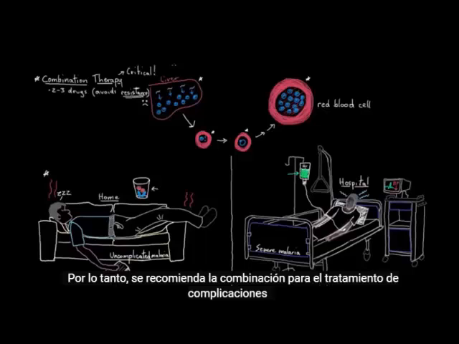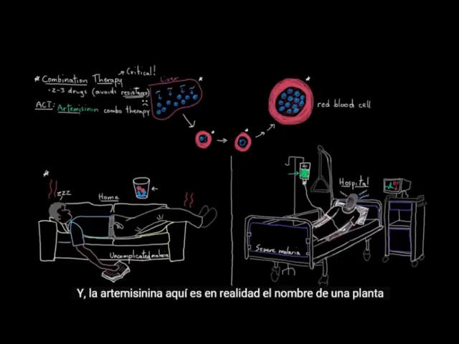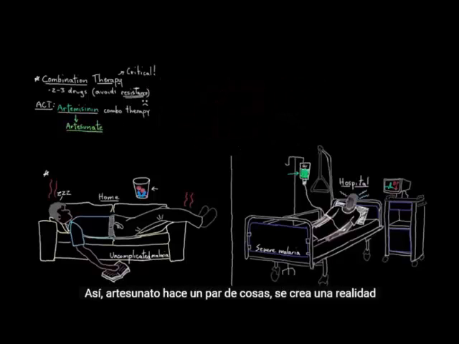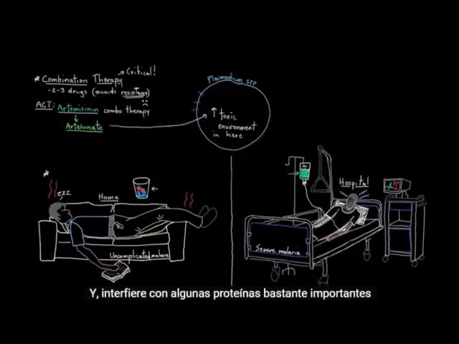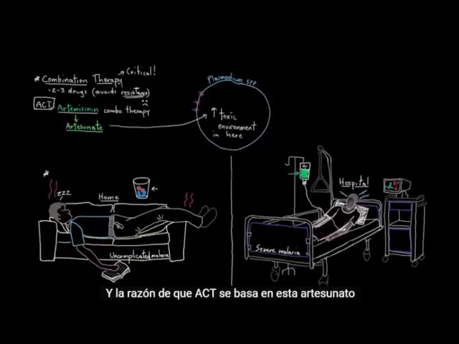The recommended combination for treating uncomplicated malaria is called ACT, artemisinin combination therapy. And artemisinin here is actually the name of a plant that we get the main drug in this combo from. The drug is called artesunate, and we get it from the artemisinin plant. Artesunate does a few things. It creates a really toxic environment in the parasites that can kill them. And it interferes with some pretty important proteins on the Plasmodium surface that allow them to get their nutrients. So that makes it hard for them to stay alive too. And the reason that ACT is built around artesunate is because artesunate is really, really effective against all of the types of Plasmodium.